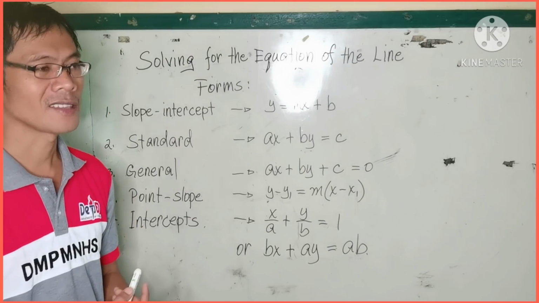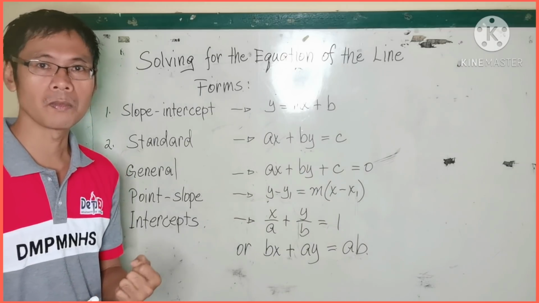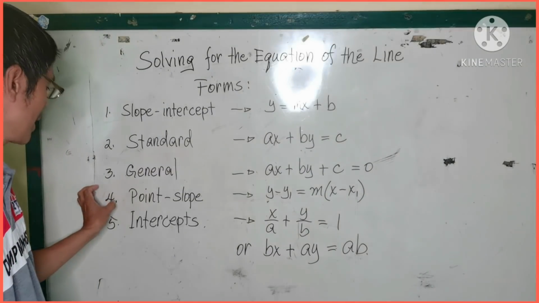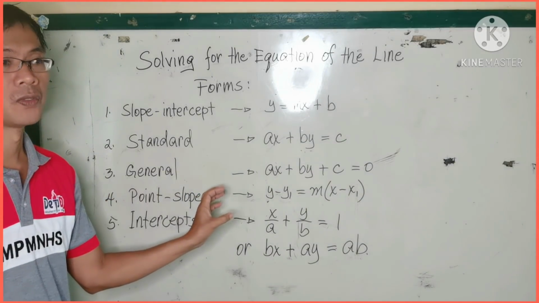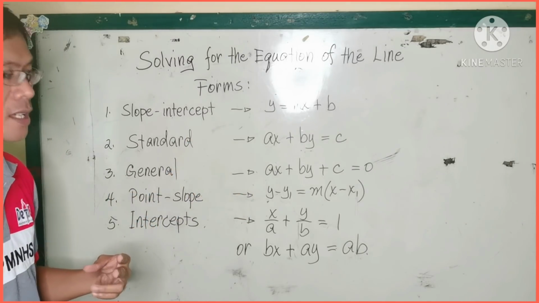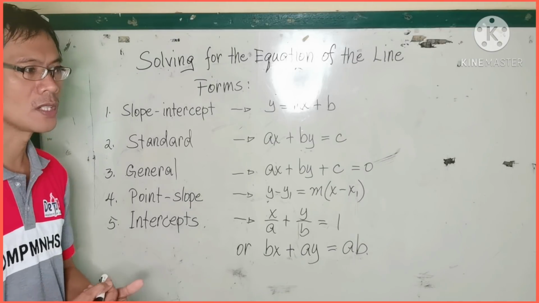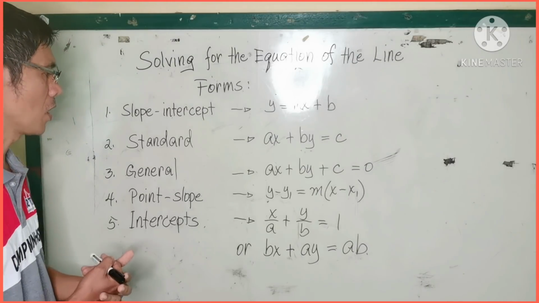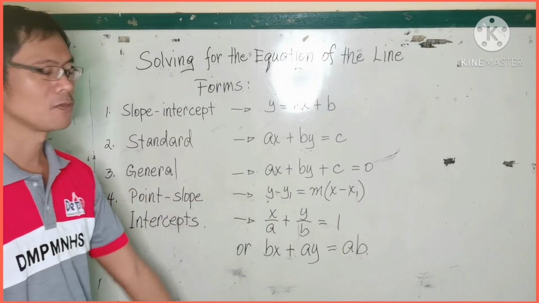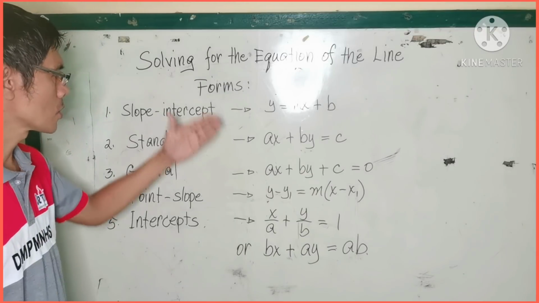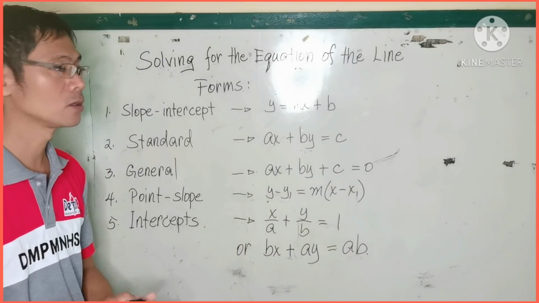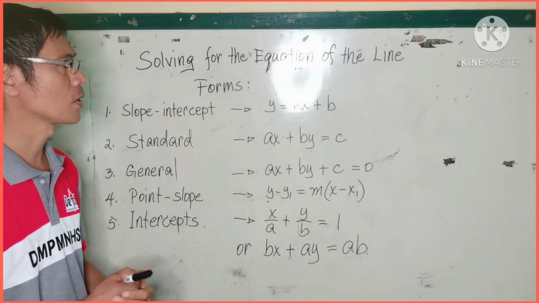Actually, there are still other forms. We also have the two-point form, but it falls under the point-slope form, because if you are given two points, then you can readily determine the slope. So instead of using the two-point form of the line, we will simply use the point-slope form of the line.